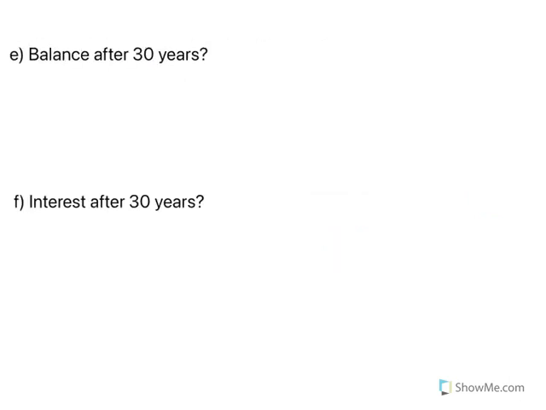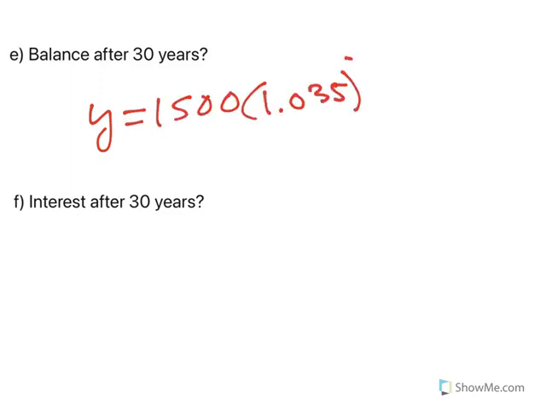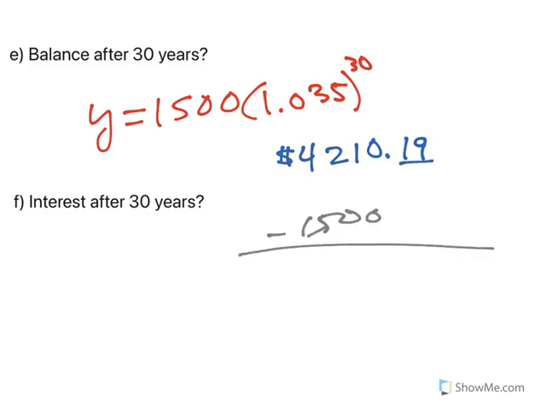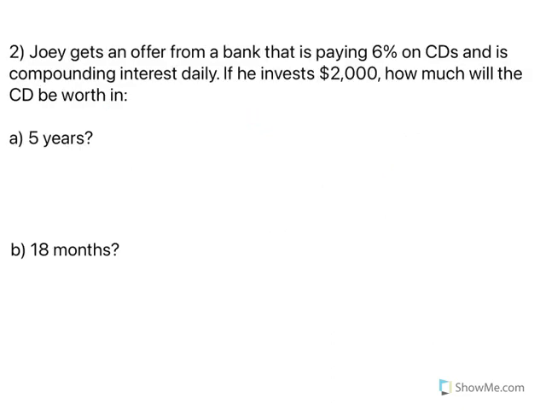One more with 30 years. Same formula, 1.035, we're just changing the exponent to 30, which yields $4,210.19. To find the interest, again, we subtract whatever we started with, and after 30 years, you've earned $2,710.19 in interest. All right, moving on to number 2.